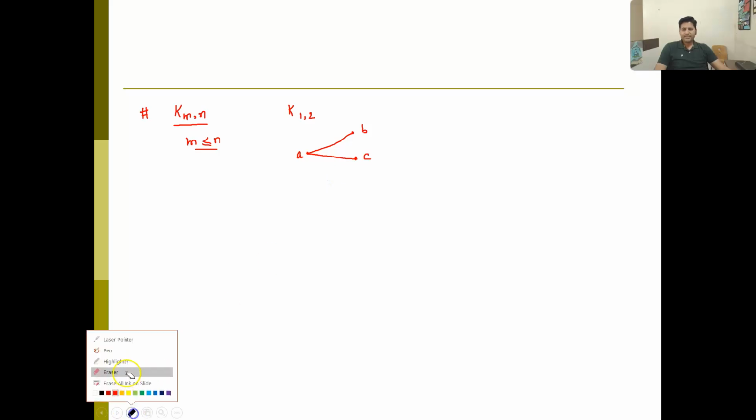In the same manner, if we are talking about K22, so K22 means what? Partition having two vertices.